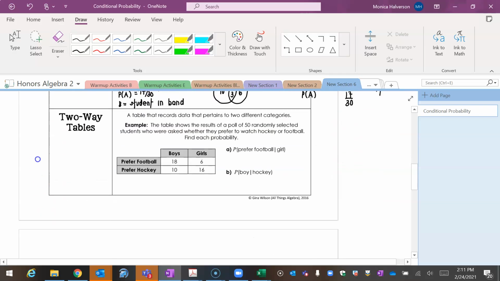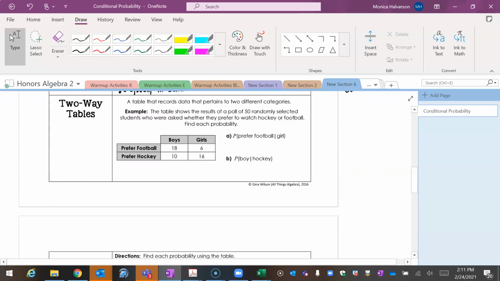All righty. So now we need to talk about two-way tables. Two-way tables are tables that record data that pertain to two different categories. Okay, the table shows the results of a poll of 50 randomly selected students who are asked whether they prefer to watch hockey or football.